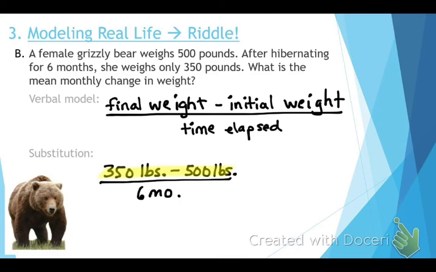What's 350 minus 500? Okay, you subtract it, but what's the larger number? 500. Was that positive or negative? So we've got negative 150 pounds because she lost weight. Over how much time did she lose that weight? 6 months. Remember, keep those units attached to help you. Now, as we go back, it does say, what is the mean monthly change? That means I don't want to know how much she lost in 6 months. I want to know how much she lost in 1 month. How do I find that answer?